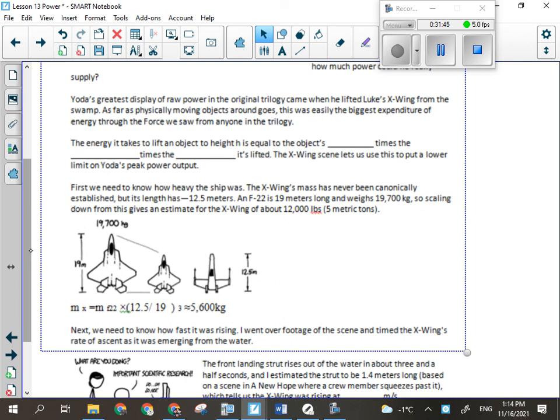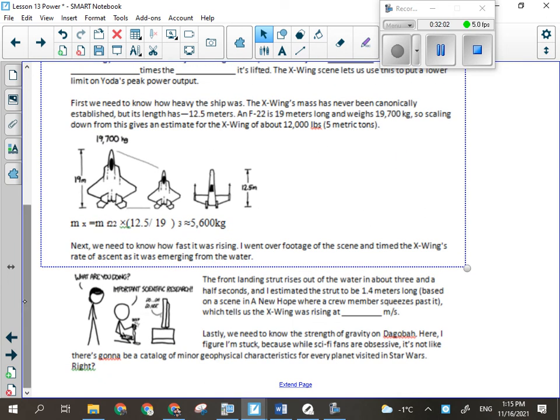It's 12.5 meters long. An actual fighter jet, the F-22, is 19 meters long and weighs 19,700 kilograms. So we're going to scale that back and say that the X-wing has a mass of about 5,600 kilograms. Okay, so now we have a mass to work with.